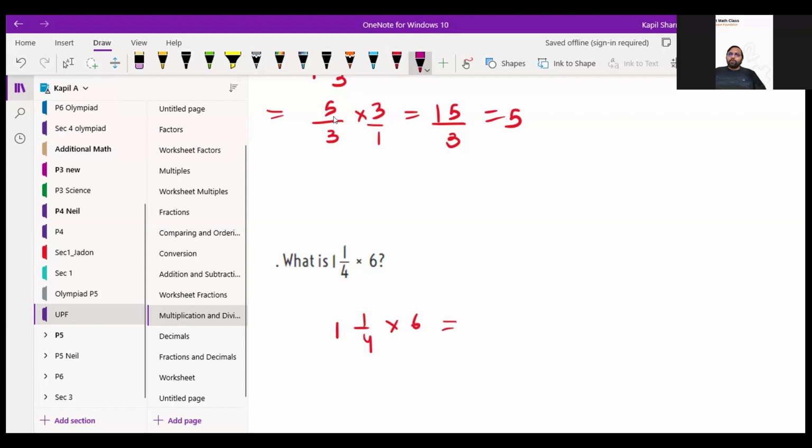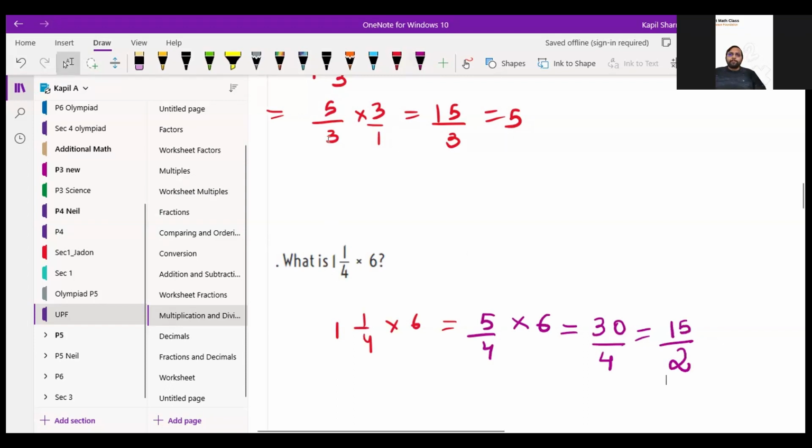See, 1 and 1 upon 4 is 5 upon 4, right? 5 upon 4 times 6. Okay, 6 is in the numerator, not in the denominator. Right, Swastik? So this is 30 upon 4. Now you can reduce this fraction to its simplest form because there are some common factors. So 2 is a common factor here. We can write this as 15 upon 2.